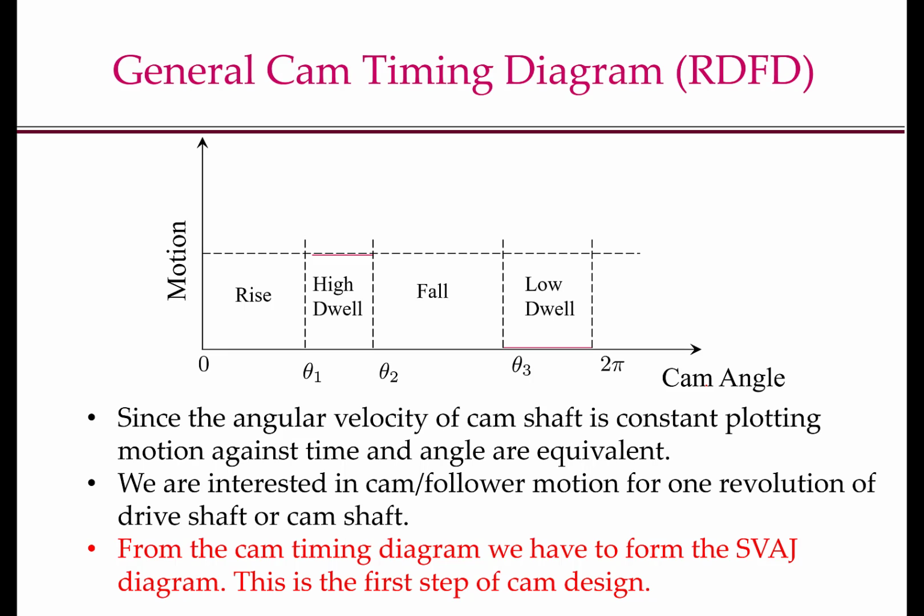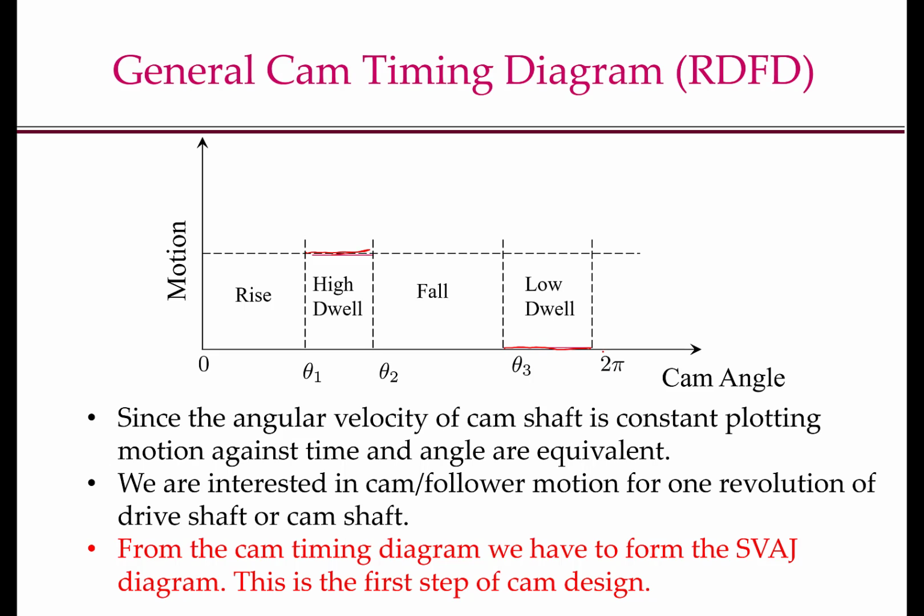And just to show that, here you will see that I am saying that the rise motion starts at 0 degree of the cam angle. Then we have a high dwell between theta 1 and theta 2, and then a fall motion between theta 2 and theta 3, and then there is a dwell motion between theta 3 and 2 pi.